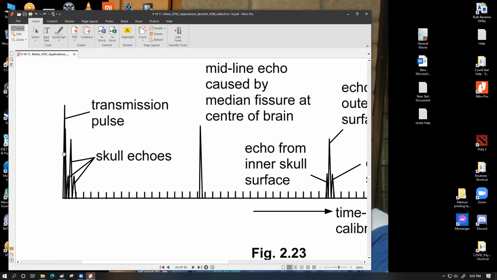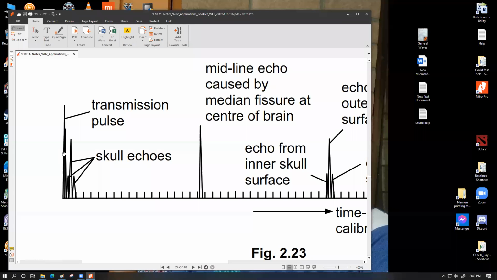This large spike is the transmission pulse. So we are producing the ultrasound pulse of this much intensity. This intensity of ultrasound pulse is produced at the piezoelectric transducer, or the piezoelectric crystal, the silica crystal, which is operated by the machine.